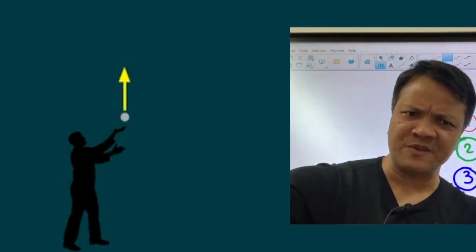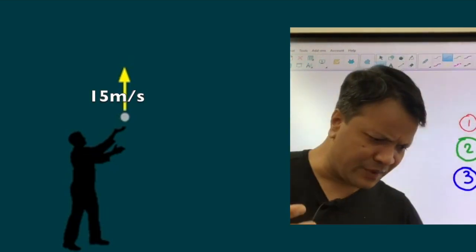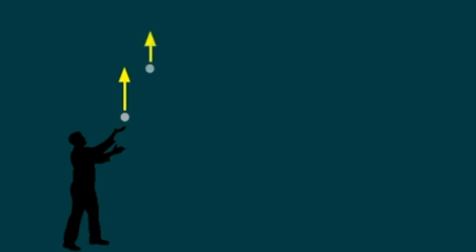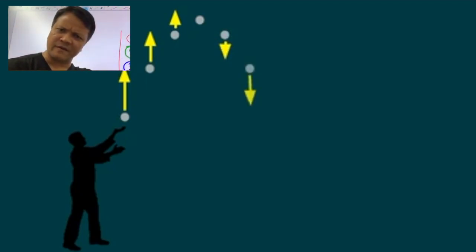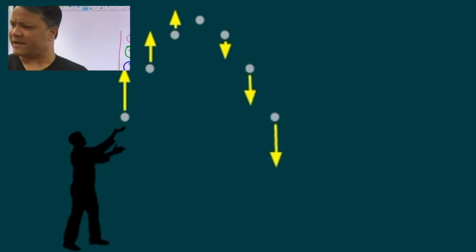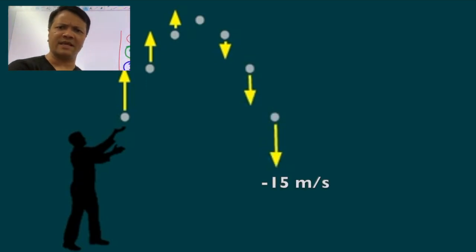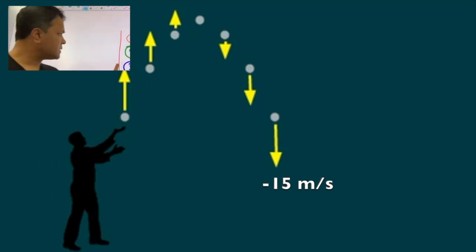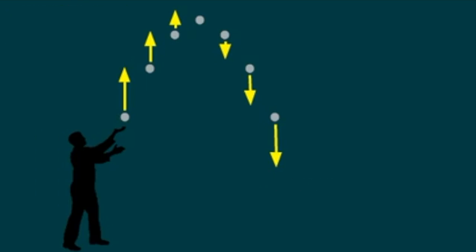The first one has a positive velocity with greater magnitude. The second one is also positive velocity but smaller magnitude, and the third one is almost zero but still positive, approaching zero. The fourth one is negative, whose magnitude is equal to the third vector but opposite in direction. The fifth one's magnitude is equal to the second one but opposite in direction, and the sixth one's magnitude is just like the first one but opposite in direction. So negative 15 meters per second.